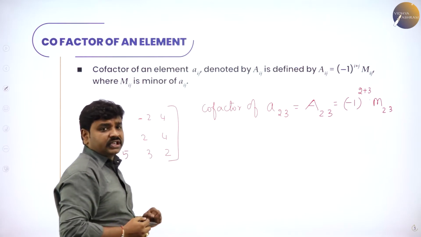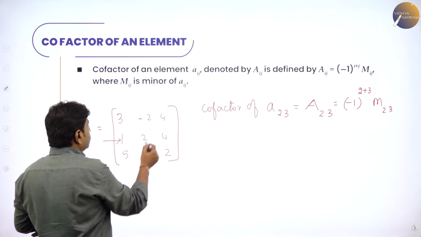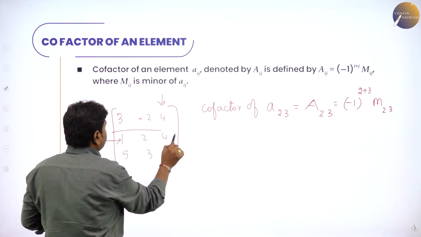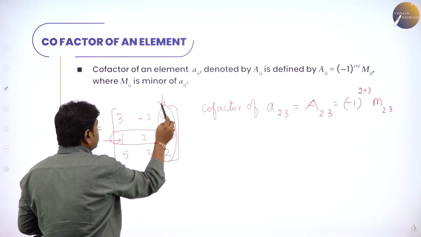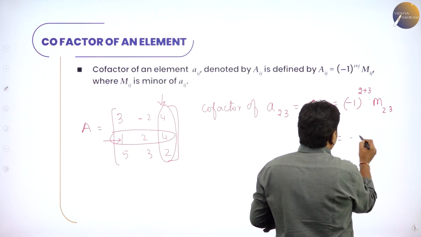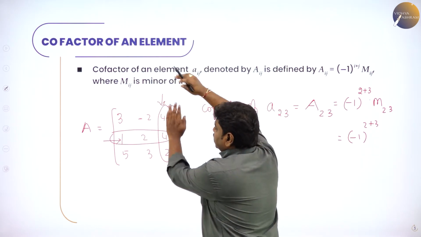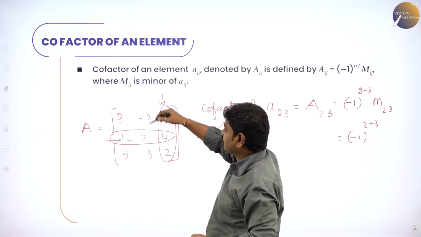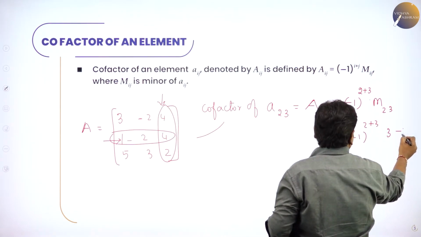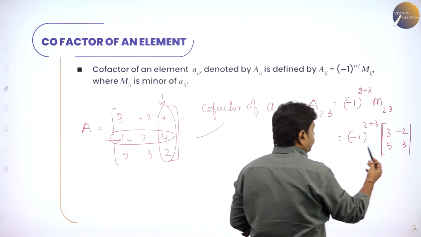Means first find minor of 2 3. How to find minor of 2 3? So 2 3 means what? Second row, third column. So leave this second row, leave this third column. When I leave this second row and this third column, I am left out with 4 elements: 3 minus 2, 5 3. Minor of 2 3 means leave second row, leave third column. So if I leave this second row and third column, I am left out with 3 minus 2, 5 3. So now find determinant of this.